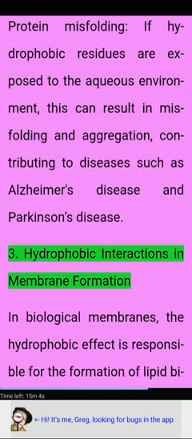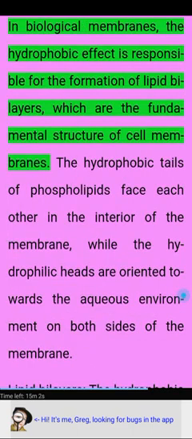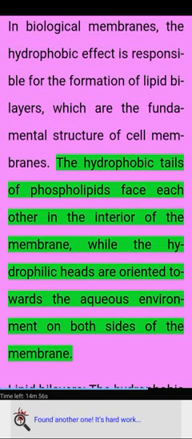3. Hydrophobic interactions in membrane formation. In biological membranes, the hydrophobic effect is responsible for the formation of lipid bilayers, which are the fundamental structure of cell membranes. The hydrophobic tails of phospholipids face each other in the interior of the membrane, while the hydrophilic heads are oriented towards the aqueous environment on both sides of the membrane.